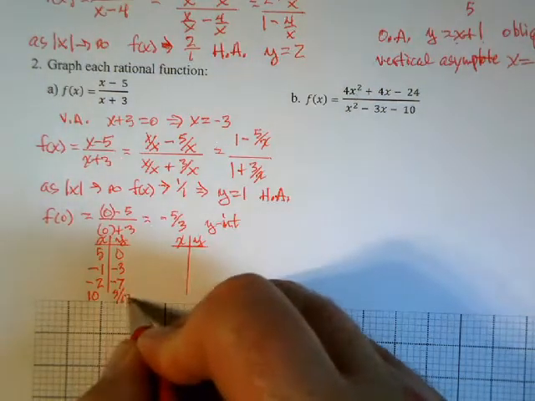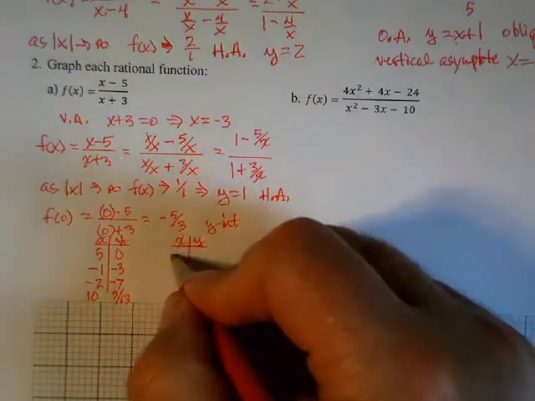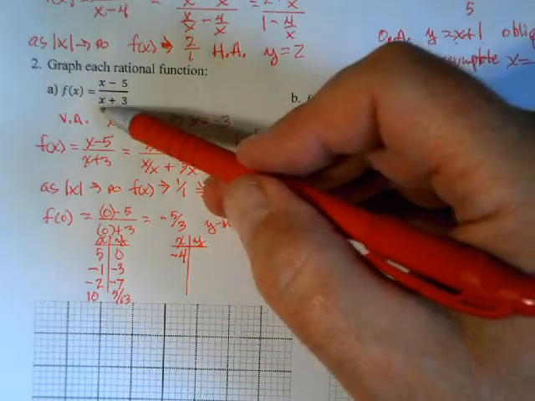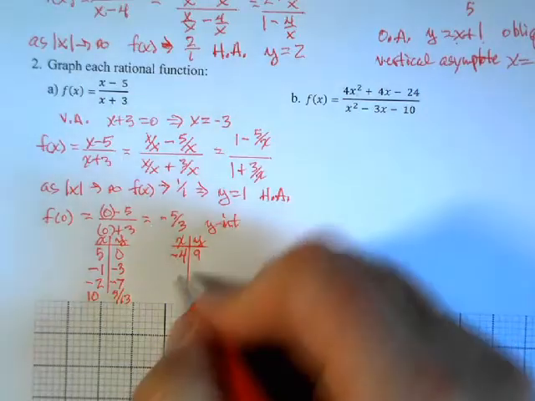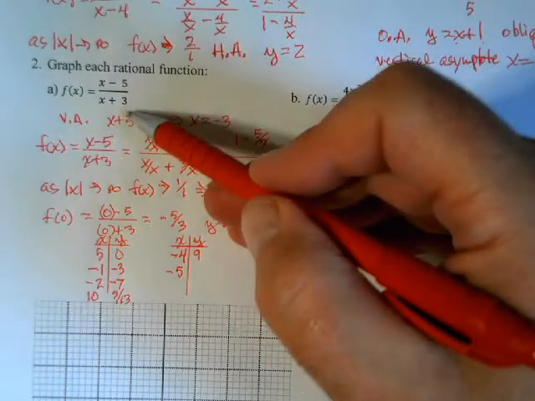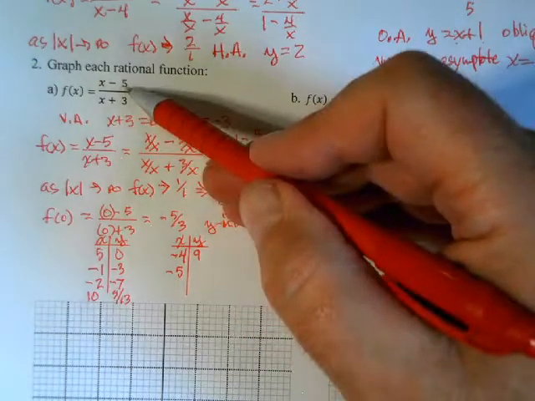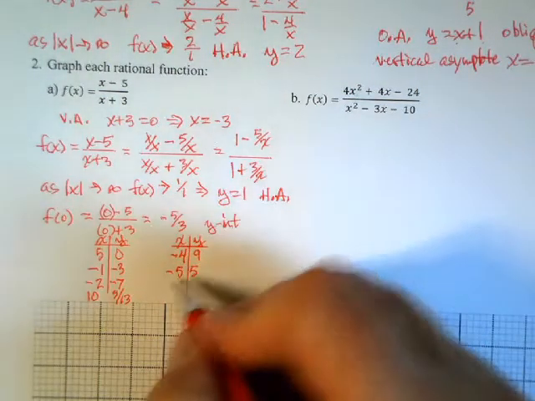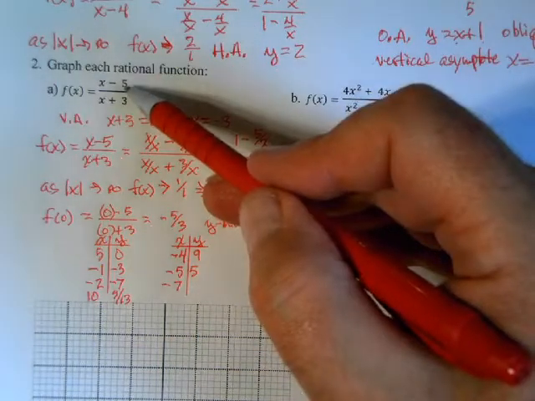What about some more negative numbers? If I put in negative 4, so negative 4 minus 5 is negative 9. Negative 9 over negative 4 plus 3, which is negative 1. Negative 9 over negative 1 is 9. I put in a negative 5. Negative 5 minus 5 is negative 10. Negative 5 plus 3 is negative 2. Negative 10 over negative 2 is 5.